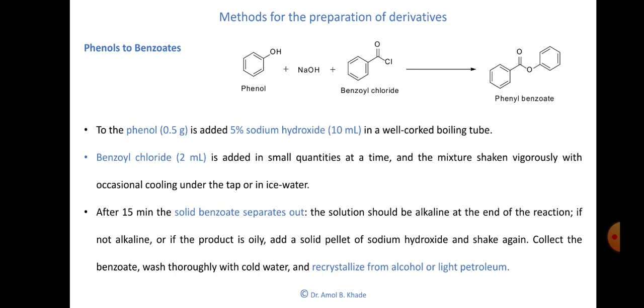a pure form, and once it is pure you can find out the melting point by the procedure we have discussed in the earlier videos, and then you can match that with the literature or characteristic melting point of this phenyl benzoate. So this will definitely help to identify the compound in a very accurate way. So that's why this solid derivative preparation is very important in qualitative analysis.